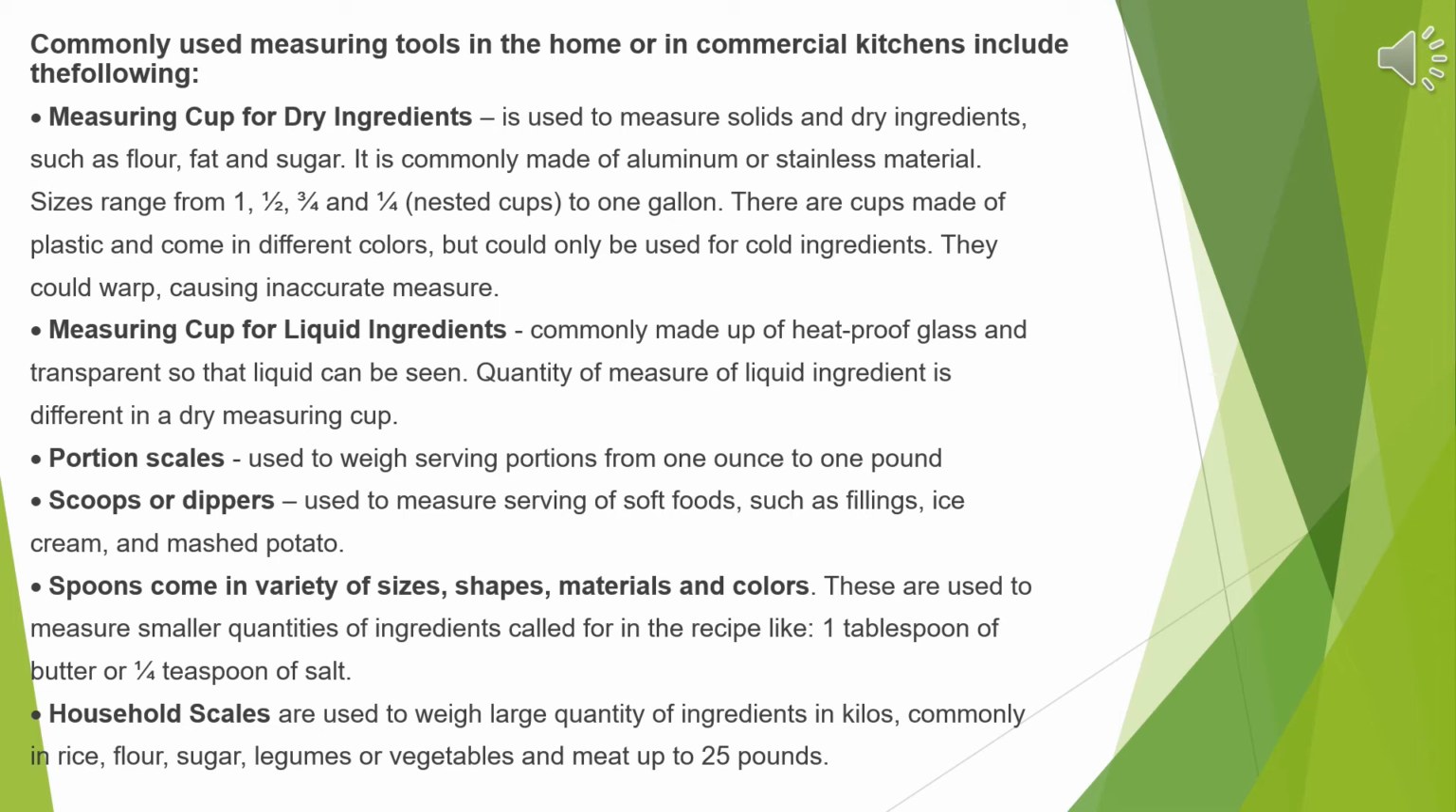And also we have spoons come in variety of sizes, shapes, materials, and colors. These are used to measure smaller quantities of ingredients called for in the recipe, like 1 tablespoon of butter or 1/4 teaspoon of salt. And also we have household scales. These are used to weigh large quantity of ingredients in kilos, commonly in rice, flour, sugar, legumes or vegetables, and meat up to 25 pounds.